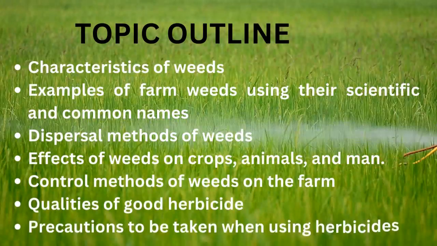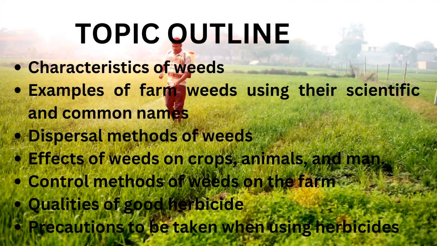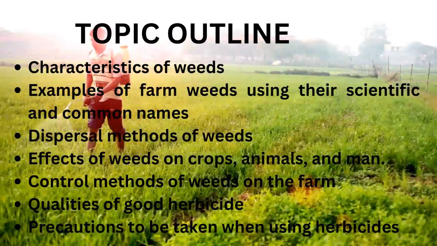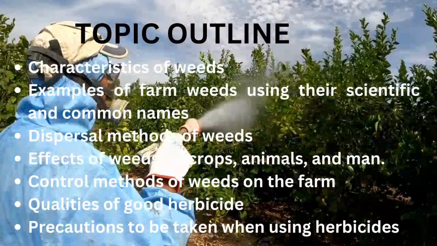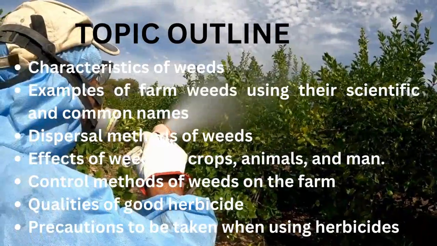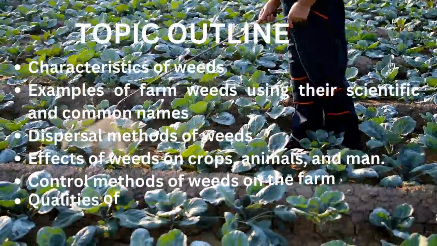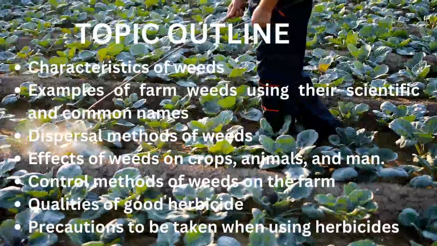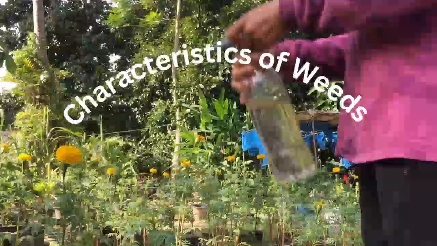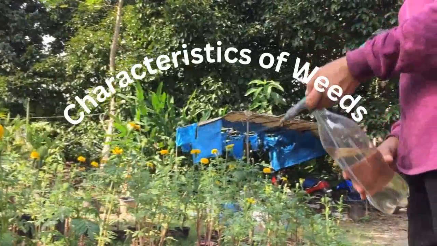In today's lesson, the topic outline is: characteristics of weeds, examples of weeds, dispersal methods of weeds, effects of weeds on crops, animals, and man, control methods of weeds, qualities of a good herbicide, and precautions to be taken when using herbicide. Weeds have a very negative impact on a farm or anywhere they are found, although they also have some advantages and disadvantages.